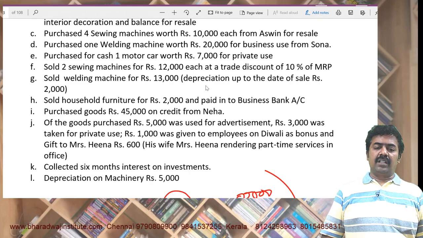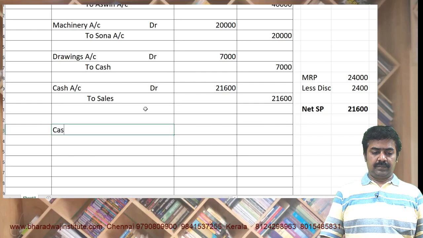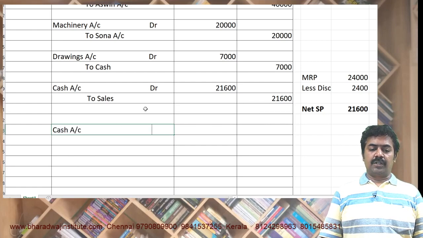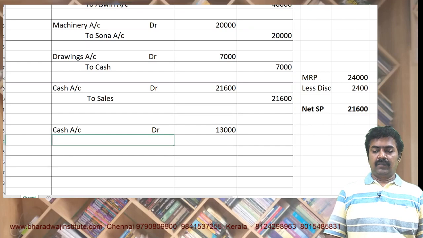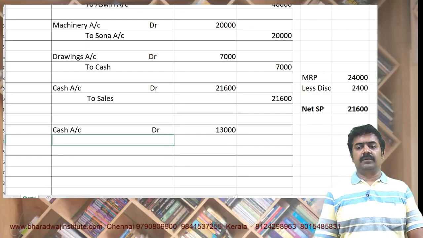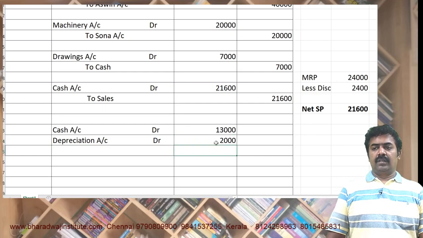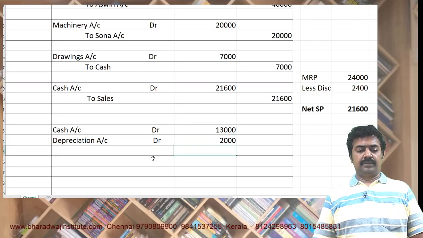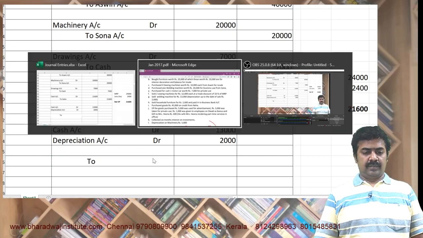Sold welding machine 13,000. Depreciation up to the date of sale is 2,000. Cash account debtor, how much? 13,000. Cash account debtor 13,000. Depreciation account debtor, up to the date of sale you have to provide depreciation, 2,000. What is the welding machine value? Look at it. For how much did we purchase?